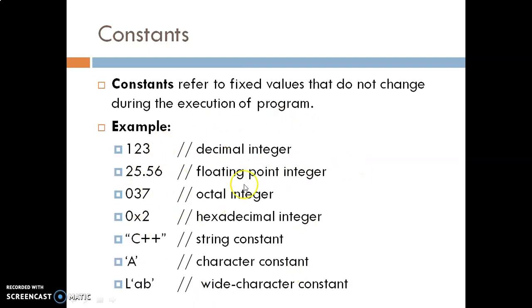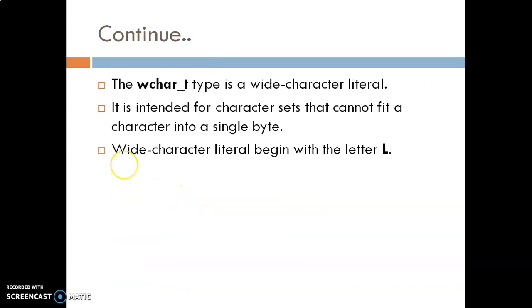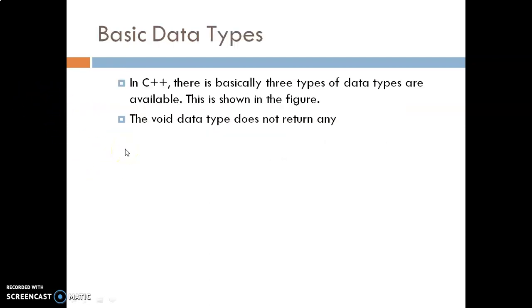Constants, you all are aware. Constants refer to fixed values that do not change during the execution of a program. It means everything which has a fixed value that you cannot change. These are all examples of constants. WCHAR also is a part that you can use. If you are using a wide character, then you will have to begin with the capital letter L.